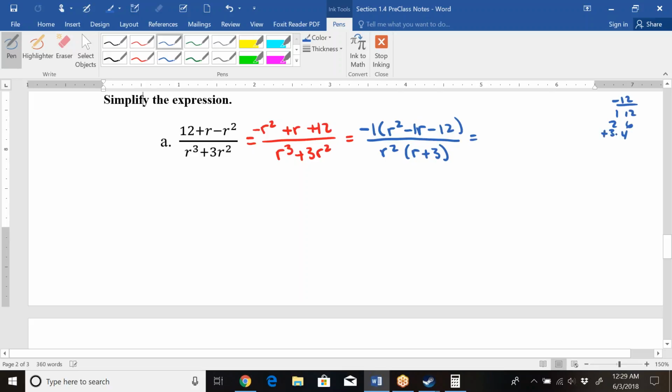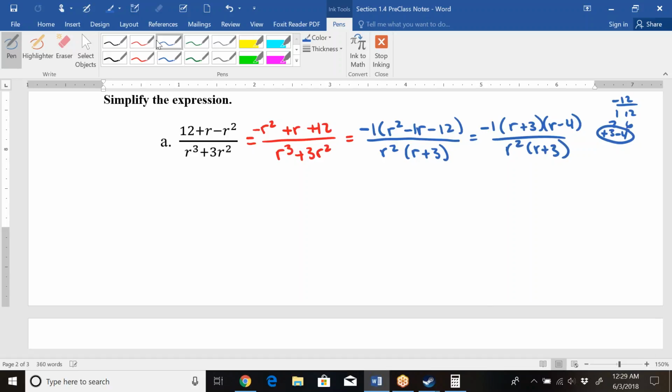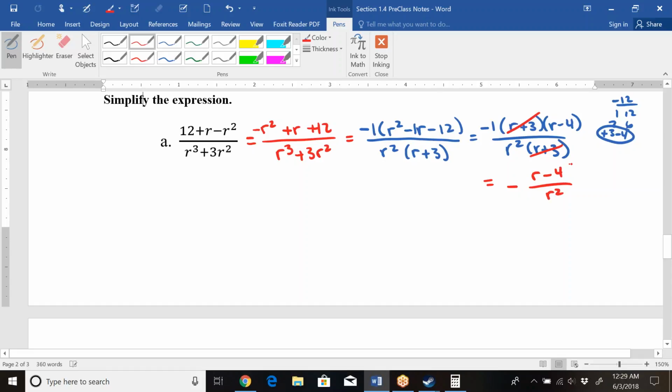If we make it a +3 and a -4, that gives me my -1 for the middle. So this is -1 times r plus 3, r minus 4, all over r squared times r plus 3. Now it's a good thing that we tried to factor this because the r plus 3 is a common factor on top and bottom. So you can pull the negative out to the front of the fraction. This is -(r minus 4) over r squared.